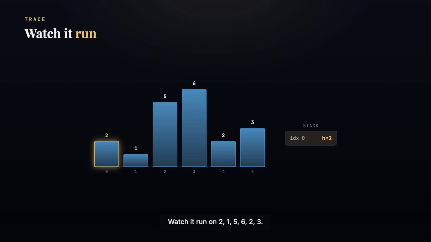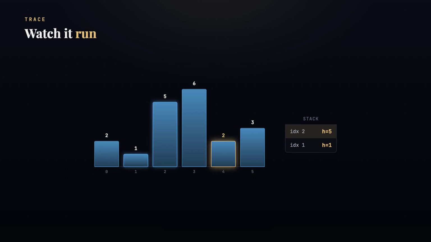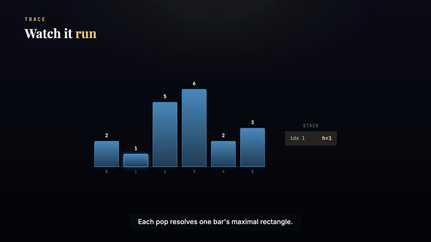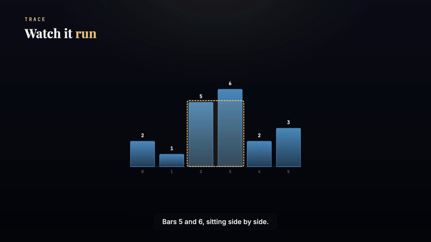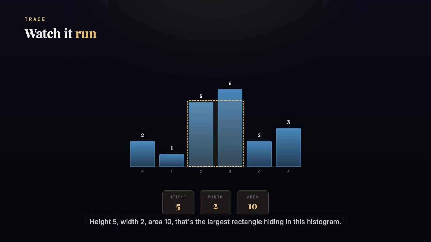Watch it run on 2, 1, 5, 6, 2, 3. Each pop resolves one bar's maximal rectangle. The winner, bars 5 and 6, sitting side by side. Height 5, width 2, area 10, that's the largest rectangle hiding in this histogram.